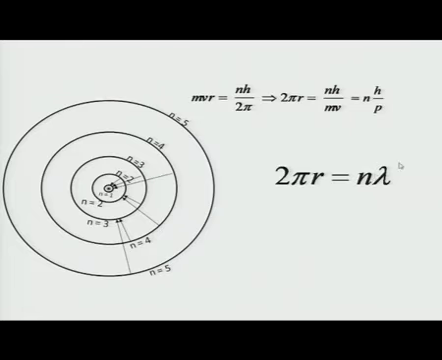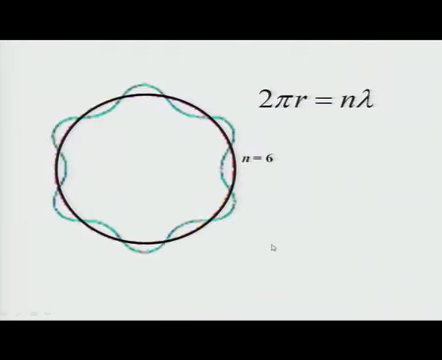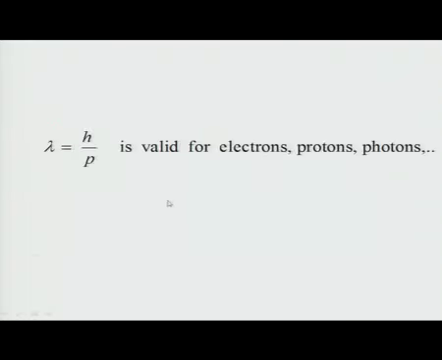So, he said that if I assume the relation lambda is equal to h by p, as was suggested by Einstein for photons, and if it is valid for electrons, then each Bohr orbit will contain an integral number of wavelengths. So, he justified the expression, the de Broglie wavelength, through this analysis. And therefore, he said in 1923, that was his doctoral thesis, that lambda is equal to h by p is not only valid for photons, but is also valid for electrons, protons and neutrons.